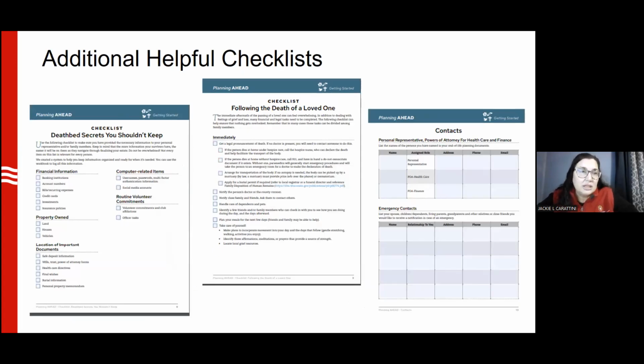Some additional checklists are in that one. This is a new one that was added this year. If you saw our previous version, it's one of my favorites: deathbed secrets that you shouldn't keep. It usually gets a small chuckle from everybody because they're like, oh yeah, that's right. So I do encourage you to look at that. Then there also is, following the death of a loved one, some basic steps to plan. And then, as I mentioned, contacts. So who have you chosen as your personal representative? What are your emergency contacts?